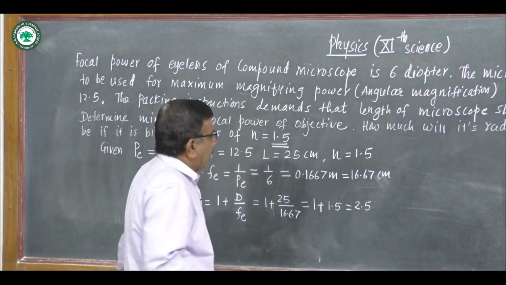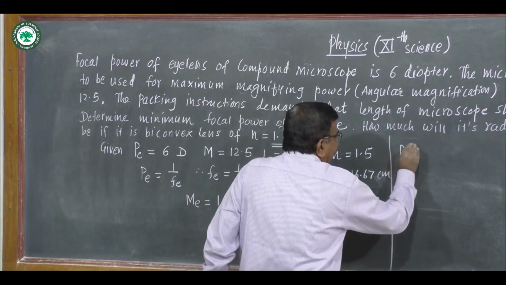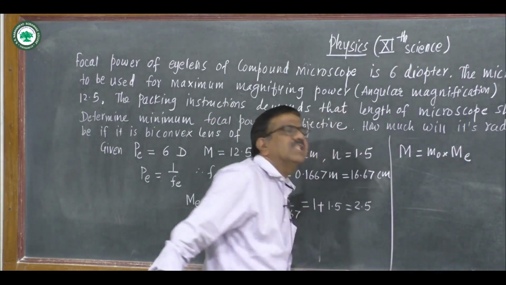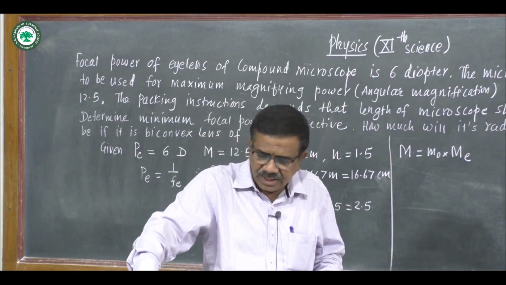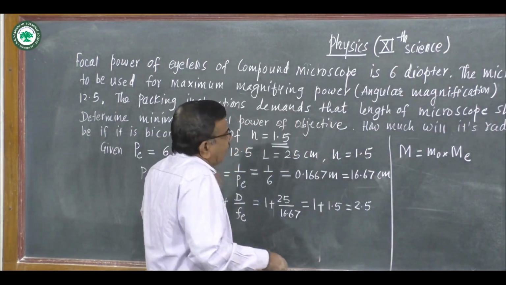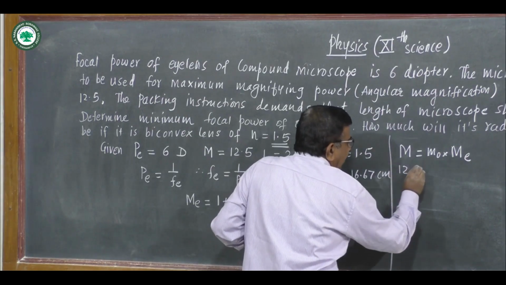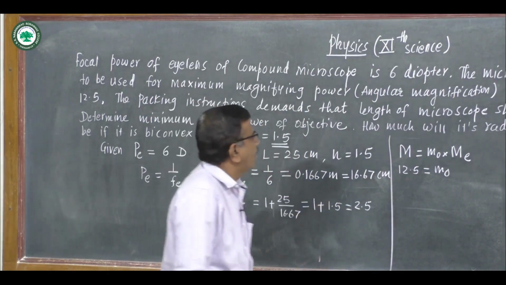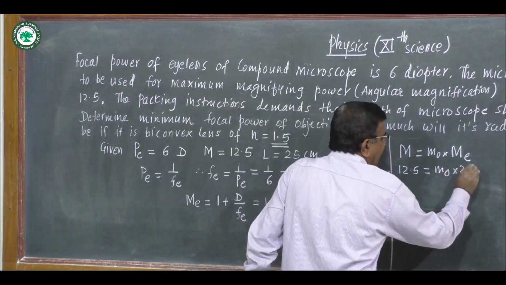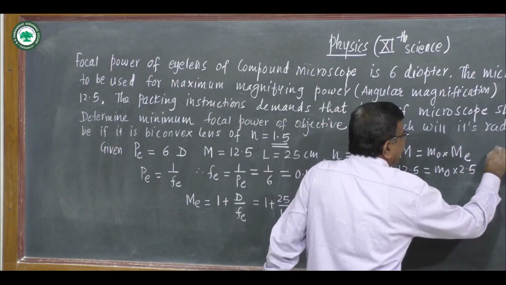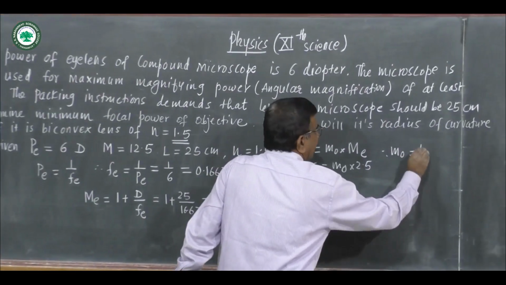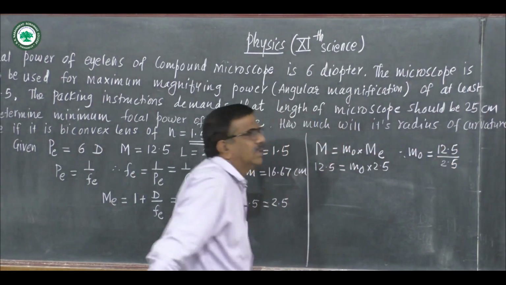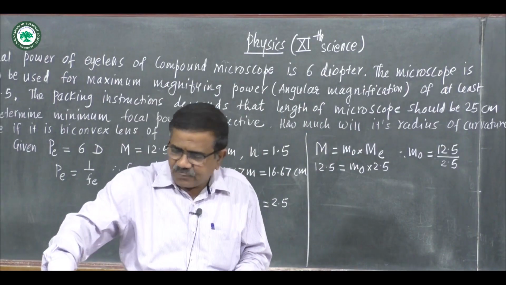But we know capital M is equal to MO into ME. We know this formula. Capital M is 12.5, which is equal to MO into ME, and this ME is 2.5. Therefore, this MO is 12.5 upon 2.5, and the value of MO is 5.